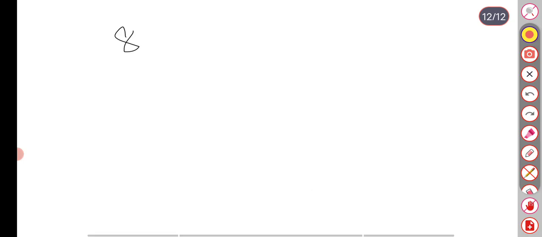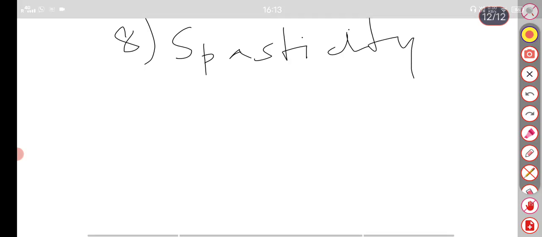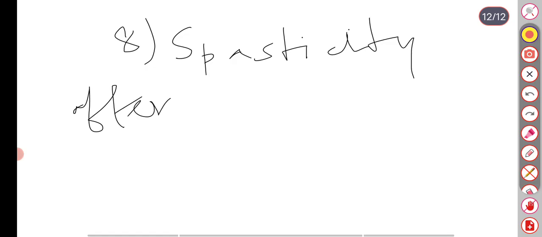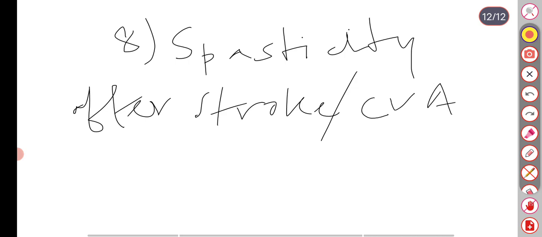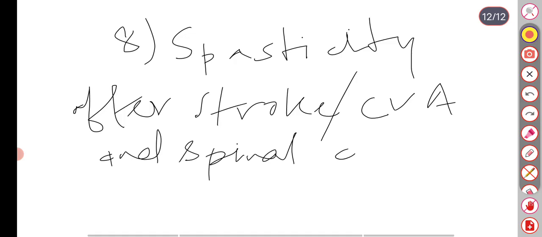And next one is the spasticity after stroke, also called CVA, and any spinal cord injury.